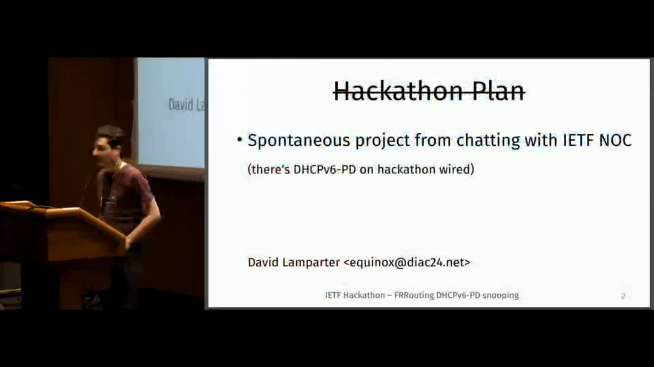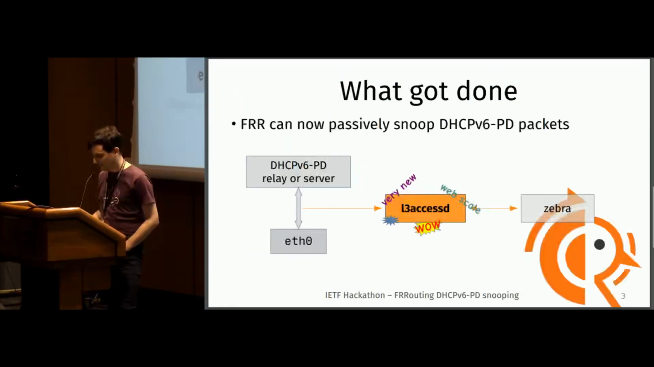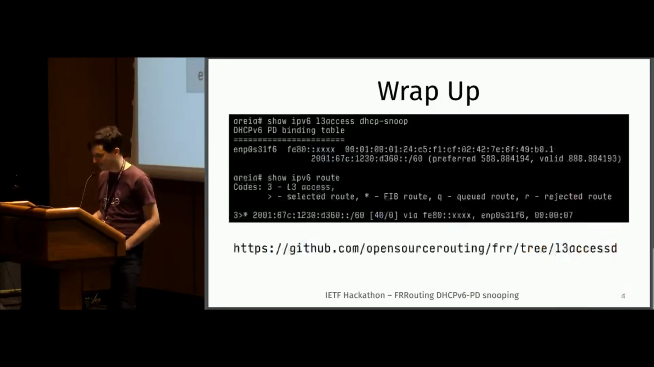Okay, so hi. This was a spontaneous project. As you may have known, there's DHCP v6 PD on the Hackathon network, and I got chatting with people, and I put together code for FRRouting to capture those packets, pick up the appropriate routes, and install them. That wasn't previously possible, now it is. And that's it.